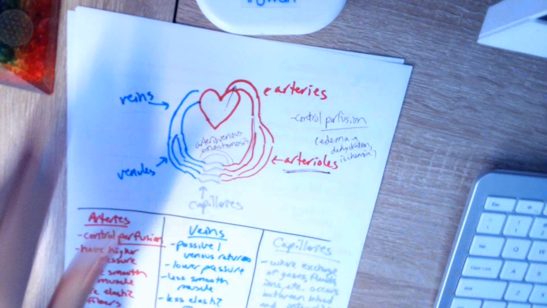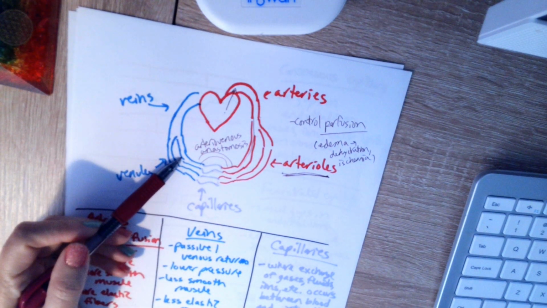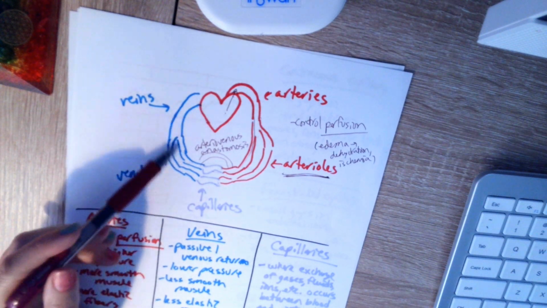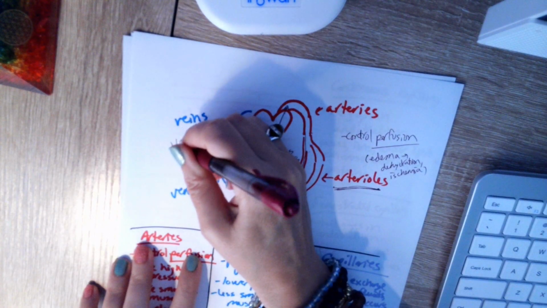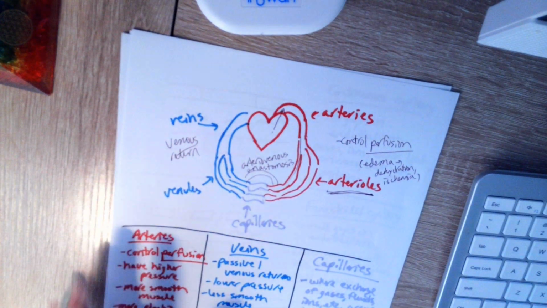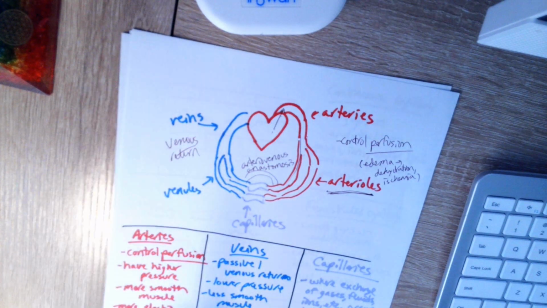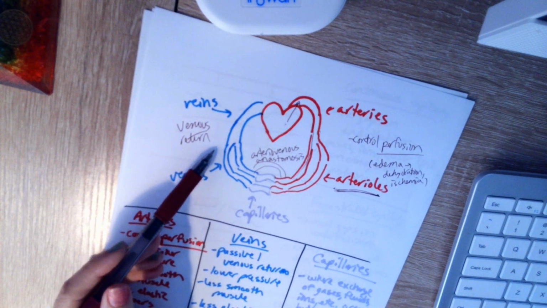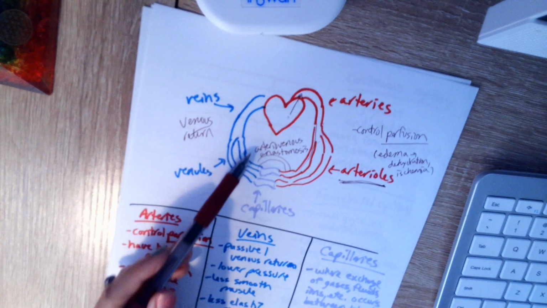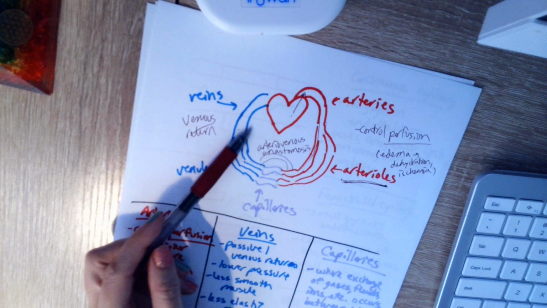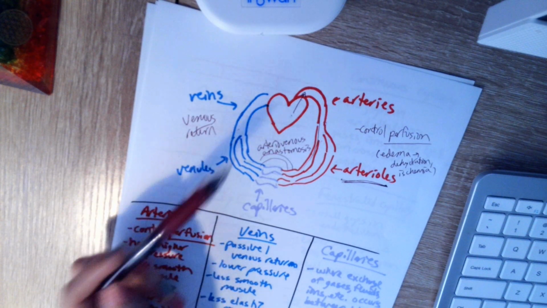Now the veins have a low pressure situation, so they're just sort of passively having blood flowing back up to the heart with venous return. So venous return is how much blood you're returning to the heart through the veins. And they're going to have less smooth muscle because they don't need to dilate and constrict the same way that arteries do because they're not controlling perfusion. But they're going to have more trouble returning the blood because they're also fighting against gravity. So there's going to be some mechanisms to prevent backflow.